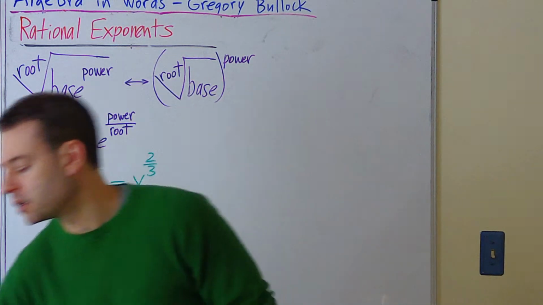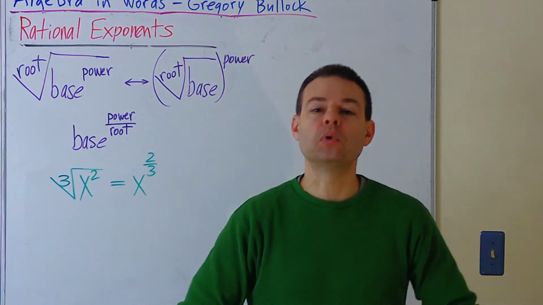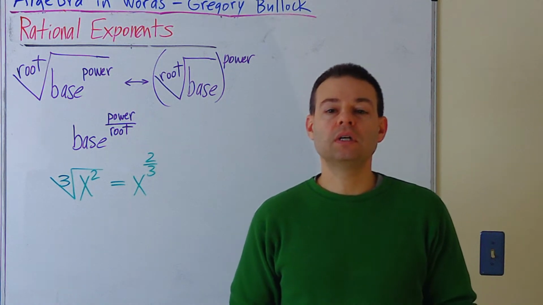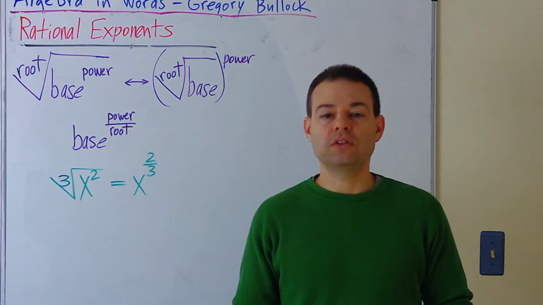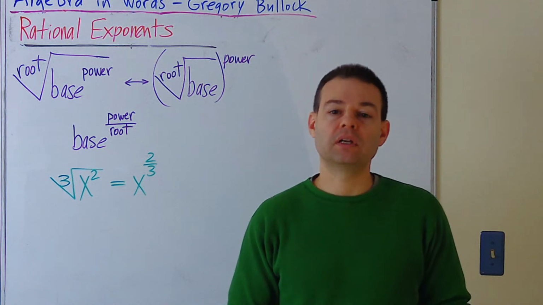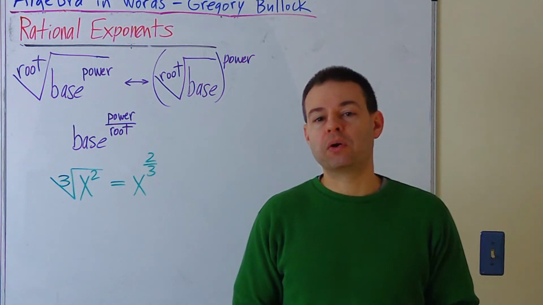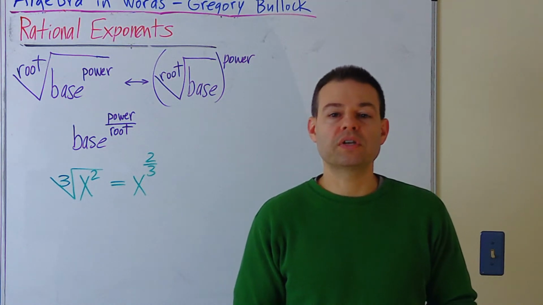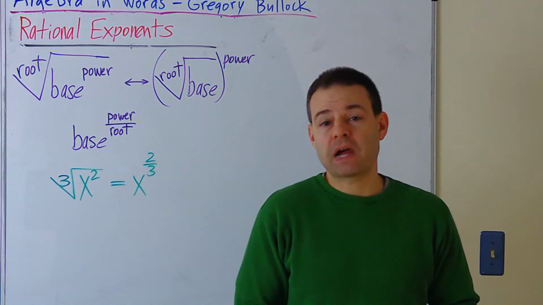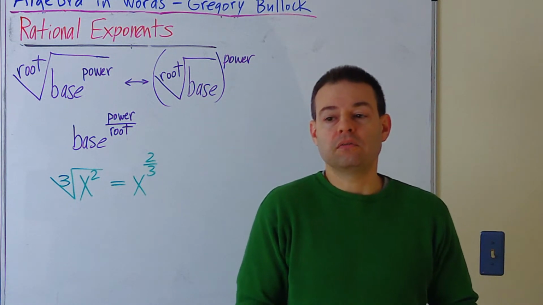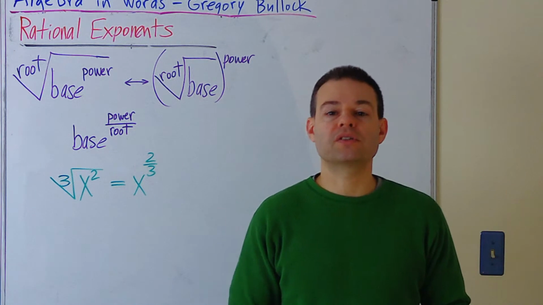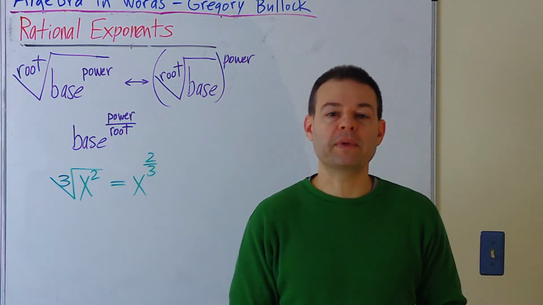So let's get started. What I have on the board is a basic explanation of how to convert a radical into a rational exponent. What is a rational exponent? Well, let's break down the words. The first word is rational, which has the root word ratio. That's a fraction. And that means a fraction in the exponent. But specifically, where does the numerator come from? Where does the denominator come from?